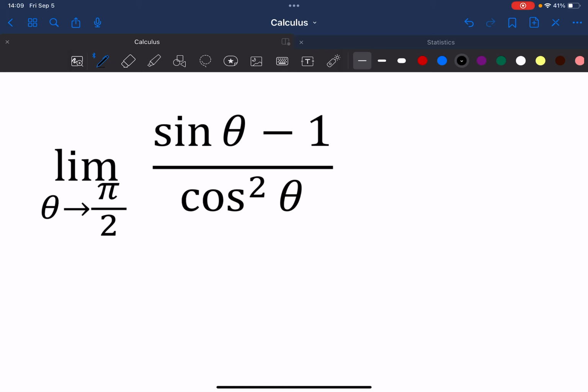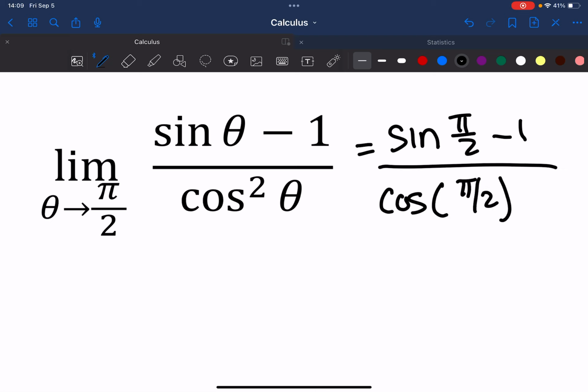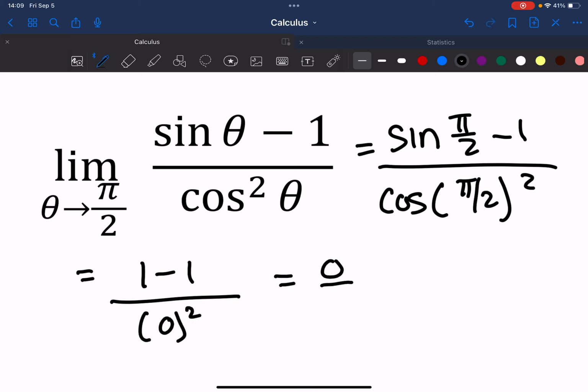Okay. So if I do that, I have sine of pi halves minus 1 over cosine of pi halves squared. Well, sine of pi halves is 1, so 1 minus 1 over cosine of pi halves, which is 0, so 0 squared. So I get 0 over 0, which is undefined. If I end up with an answer like this, then this tells me that I can do something else to try to cancel anything out. So when I plug my pi halves back in, I'm able to actually get a limit that would exist.